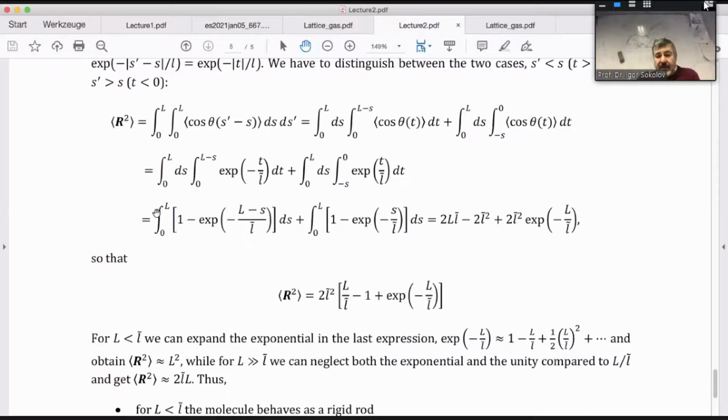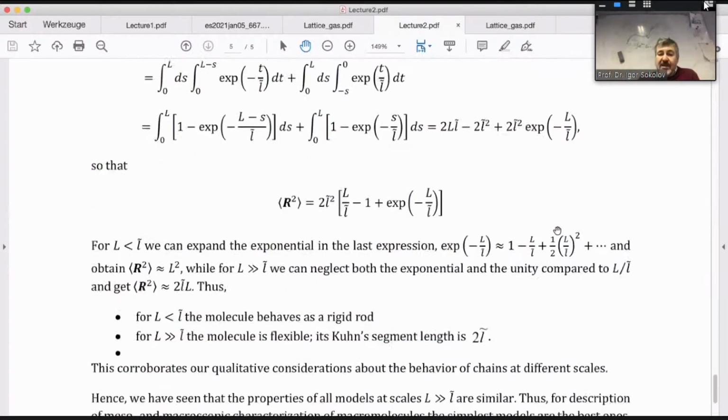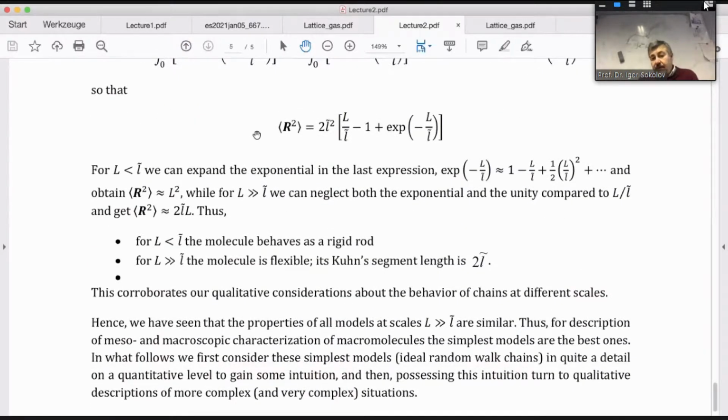So here it's 1 over L tilde, and here it's L tilde in front. So I have 2L L tilde when I take this, because I have L here and L here, and I have the rest. So this is the expression. This is my R squared.